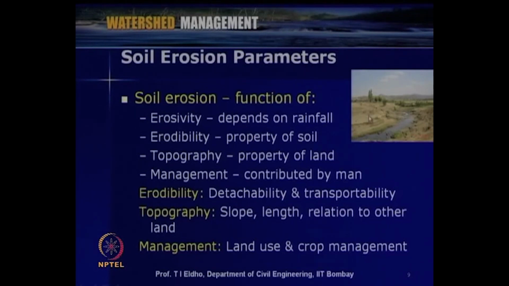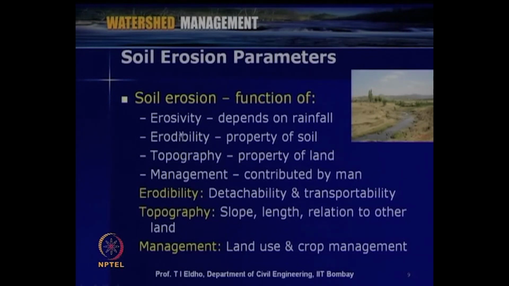So, depending upon the nature of the soil, its texture, and the material, it may be more erodible or less erodible. So, that way another important parameter is erodibility. Then the third one, as far as a watershed or an area is concerned, is topography. So, whether it is a steep slope, whether it is a rocky area, or what kind of soil, whether sandy soil or cohesive soil, accordingly the soil erosion varies. So, it is a property of the land.